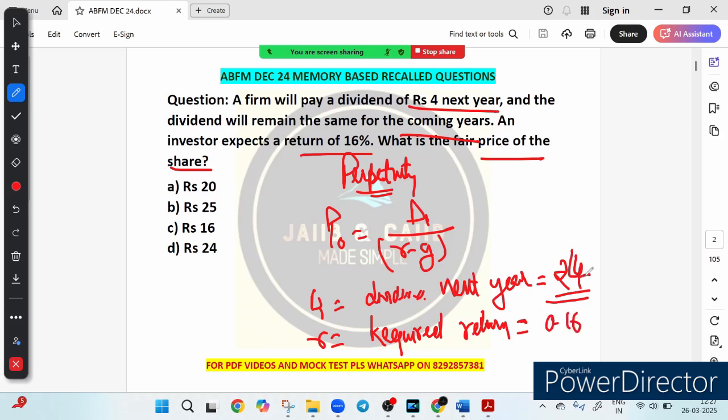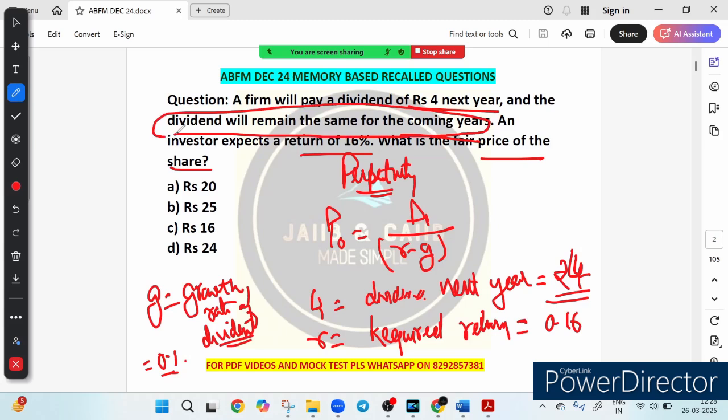And what does g represent? g represents the growth rate of dividend, which means the rate at which the dividend is growing. So can you tell me what the growth rate of dividend is in this case? It is 0%, because the dividend remains the same every year. It is clearly written here that the dividend will remain the same for the coming years. So g is equal to 0.